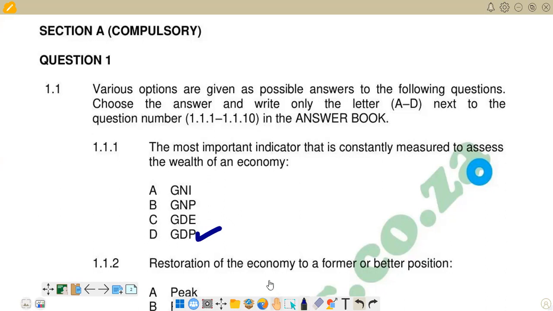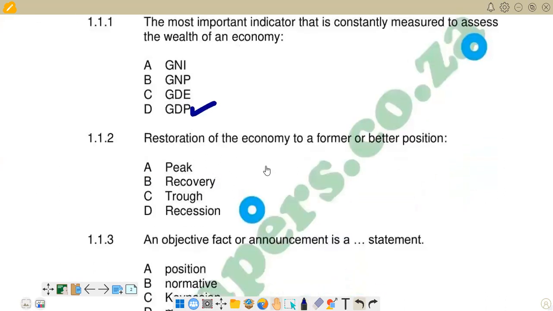Then we'll move on to the next question. It reads: restoration of the economy to a former or a better position. All the responses we have explain the phases of a business cycle. Let's start with A. A is peak, and a peak is the highest point at which an economy can operate. When the economy is operating at its highest point, with the highest level of economic activity, that's when we are operating at a peak.